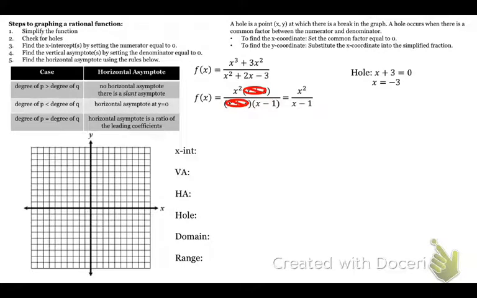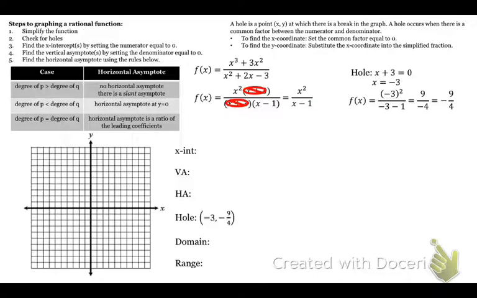And then we're going to plug that into the simplified version of this. So f of negative 3 is negative 3 squared over negative 3 minus 1, which is 9 over negative 4, which is negative 9 fourths. So we have a hole at -3, -9/4. And I'm going to graph that. So -3, -9/4. -9/4 is like -2.25. So that's about right there.